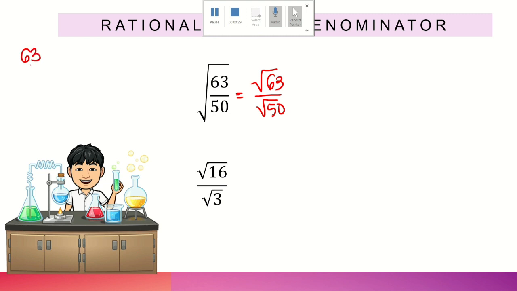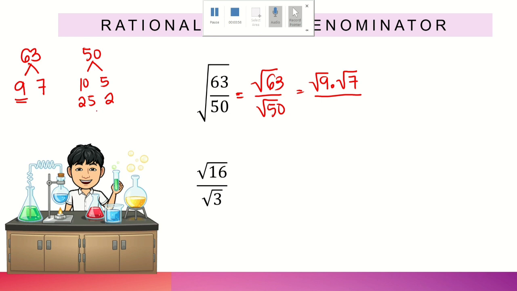First, we write the factors of 63. We know that 63 has a factor of 9 times 7. We know also that 9 is a perfect square, so we can rewrite this now as square root of 9 times square root of 7 using the product rule for radicals. Whereas 50 has a factor of 10 times 5. That's also 25 times 2. If we examine, we find a perfect square, and that is 25 times 2. So we write it as square root of 25 times square root of 2.